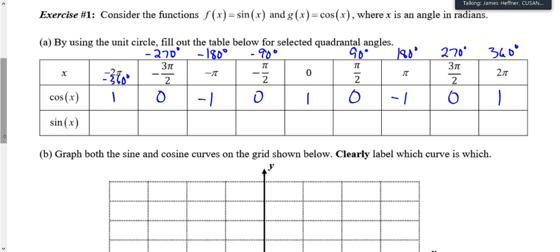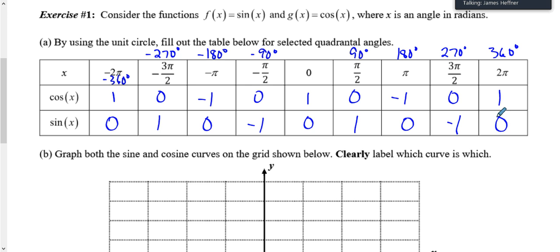Okay, let's go down to the sine of x, whatever that angle is. The sine of negative 2 pi will be 0. The sine of negative 3 pi over 2 is 1, right? Then 0, then negative 1, then 0, 1, 0, negative 1, 0. You notice that the sine and cosine kind of alternate? And what do you notice about the maximum value of either sine or cosine? The maximum value would just be 1, and the minimum is negative 1. It never goes above 1 or below negative 1, unless we do something to the equation, right?